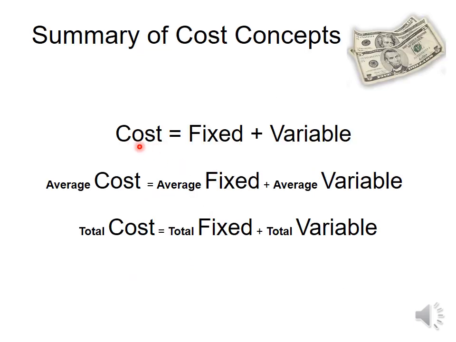So cost comprises fixed plus variable cost. Only these two. Now, when we study output and cost, we look at cost in two mathematical formats. One is average, one is total. So far we have talked about total. Total cost is just total fixed plus total variable. But if we change that to average, it's still the same thing. Average cost is equal to average fixed plus average variable. So cost is always fixed plus variable, whether it is average or total.